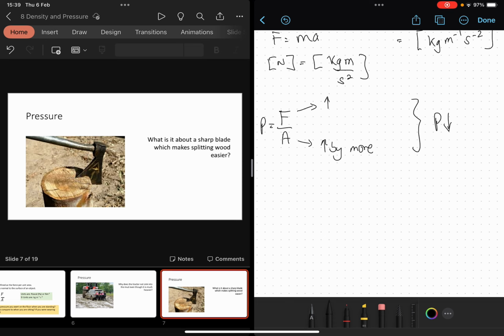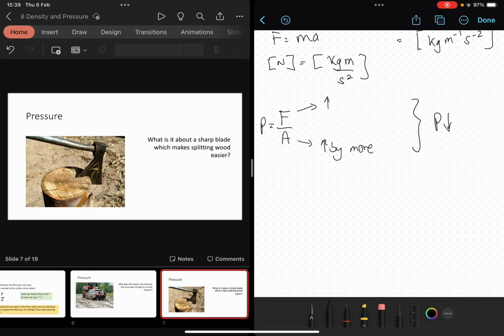Okay, let's look at it from a slightly different perspective. So what's the best implement to chop a piece of wood? Something with a sharp blade. Why is that? Because I am only able to supply a certain amount of force.